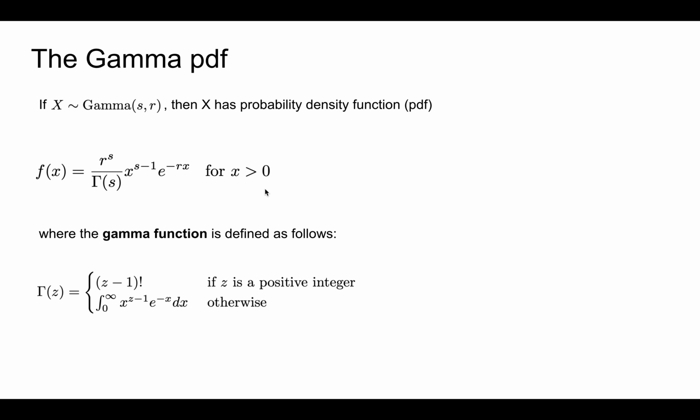Further, the gamma function is defined as follows. If z is a positive integer, 1, 2, and so on, then gamma of z equals z minus 1 factorial. Otherwise, it can be calculated by the integral here.